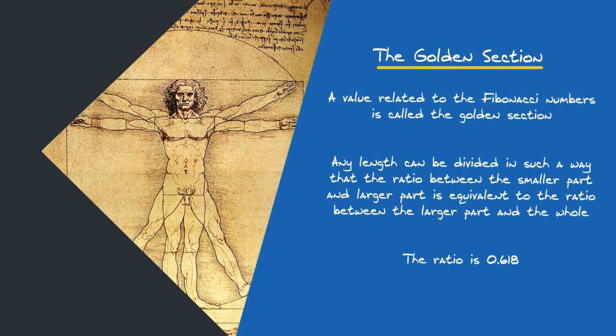A value related to the Fibonacci numbers is called a golden section. It states that any length can be divided in such a way that the ratio between the smaller part and the larger part is equivalent to the ratio between the larger part and the whole. That ratio is always 0.618.